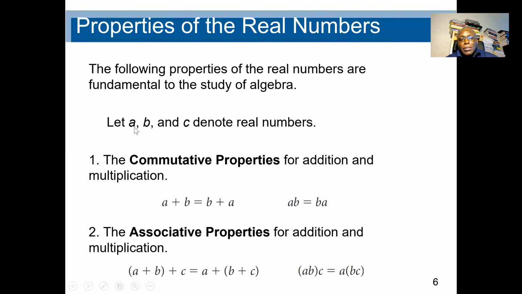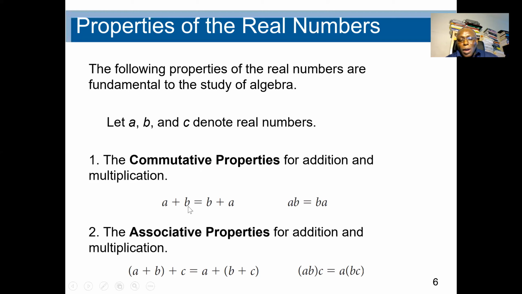So now let's go through the properties of real numbers. So here we say let A, B, and C denote real numbers. So we are assuming A, B, C are real numbers. This is a mathematics that we always study from elementary school. A property of real numbers is the commutative property, commutative properties for addition and multiplication.